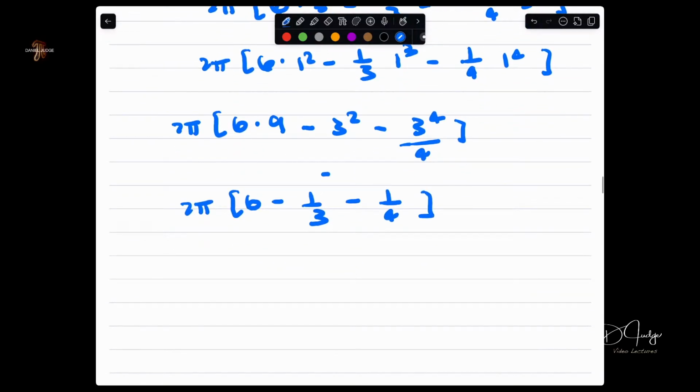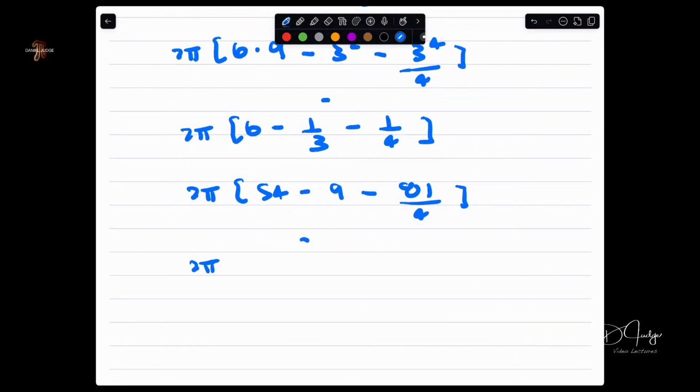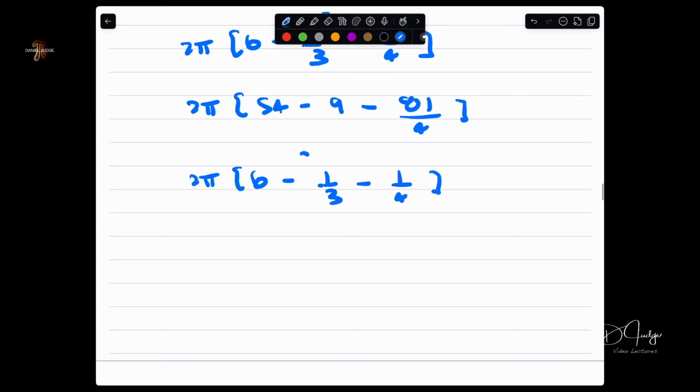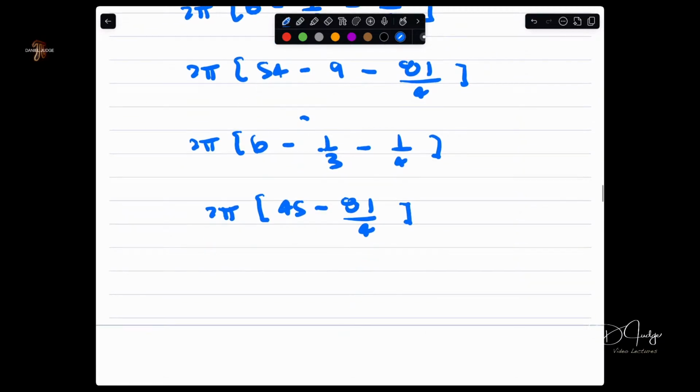All right, let's do our arithmetic. 54 minus 9 minus 81/4, minus another 2 pi. 6 minus 1/3 minus 1/4. So I'm going to do some simplification. 54 minus 9. Looks like we're going to get 45 minus 81/4, minus 2 pi times 6 minus 1/3 and minus 1/4.